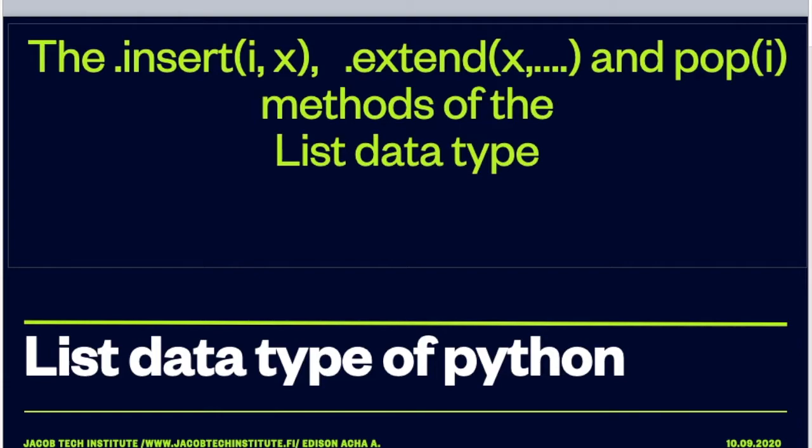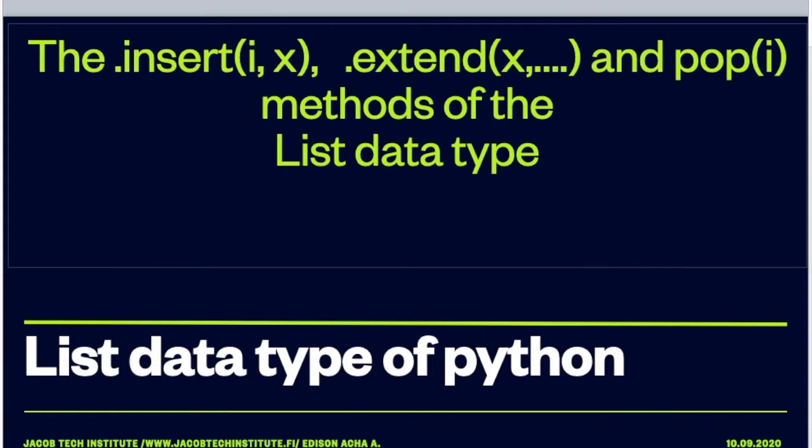My name is Edison. In the previous lecture, we looked at the list data type of Python, and we said the list is like a container which stores items or elements in a sequential order, and these items are separated by commas and the items are in square brackets. We also looked at how the append method of the list data type is used. In today's lecture, we are going to look at how the insert, the extend, and the pop methods of the list data type are being used.